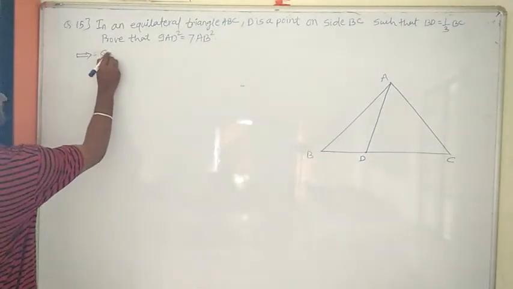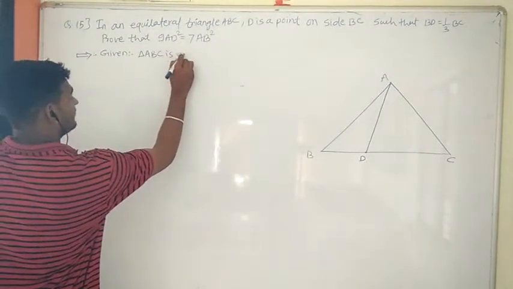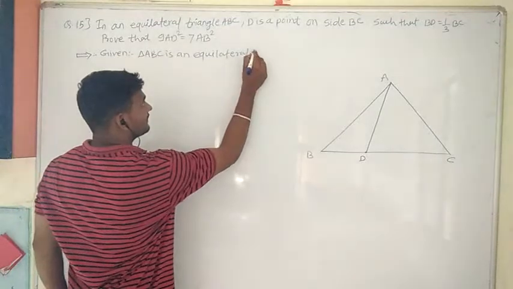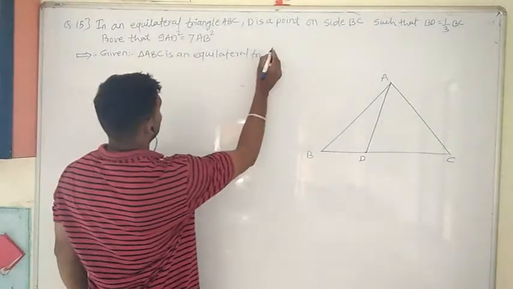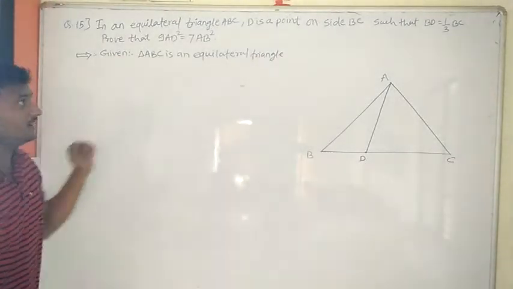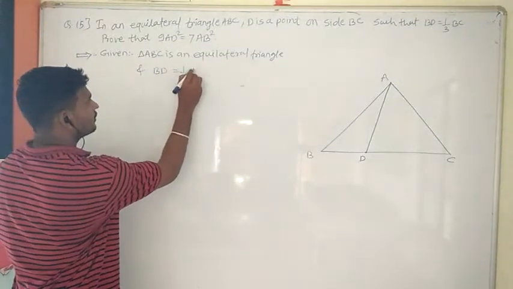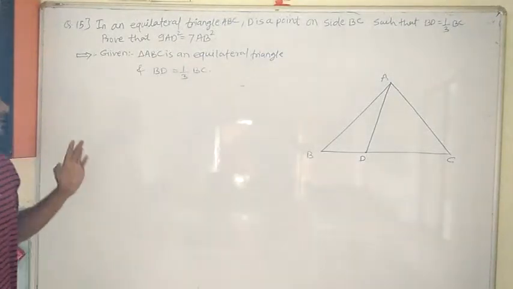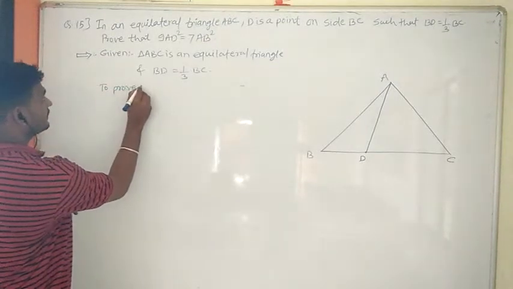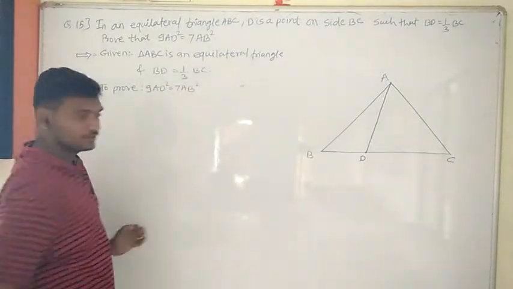First I will write given: triangle ABC is an equilateral triangle and BD is equal to 1/3 of BC. It is given here. Now what we have to prove? To prove, I will write: 9 times AD square is equal to 7 times AB square. We have to prove this. Let us see how to prove.